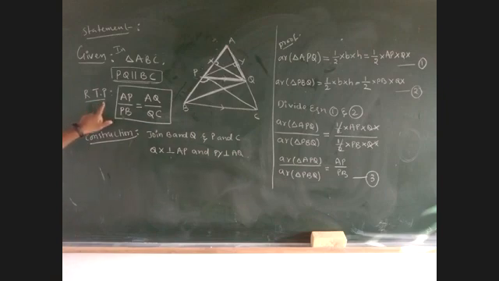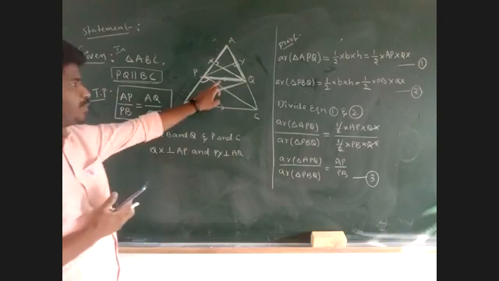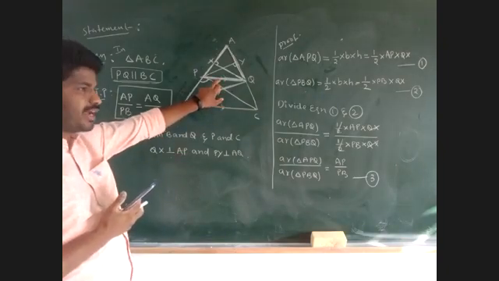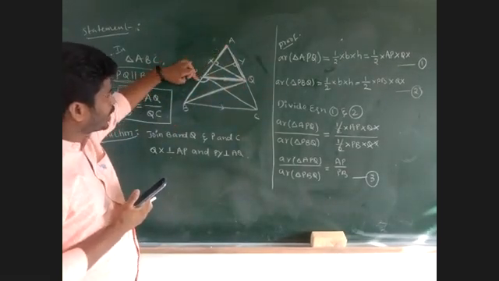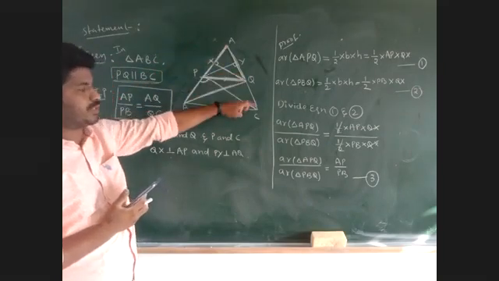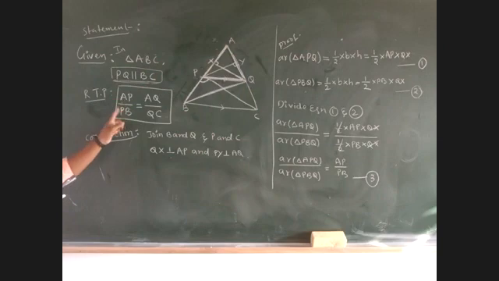RTP. RTP stands for required to prove. Keep heading RTP. The RTP is, if a line is parallel to any one side of a triangle, this line divides the other two sides in the same ratio. That same ratio is nothing but AP by PB equals AQ by QC. RTP is what here? AP by PB equals AQ by QC.